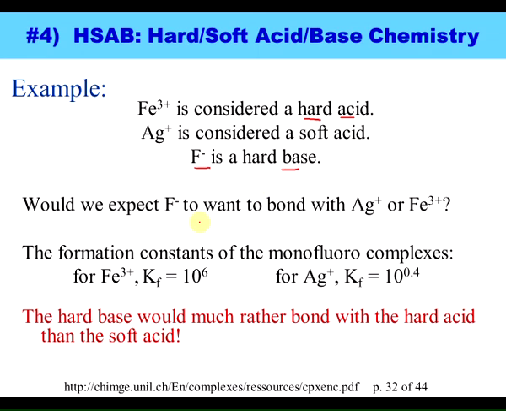So the question is, would we expect fluoride to want to bond to the silver +1 or the iron 3+? Based on hard-soft acid theory, we would predict that the iron, which is a hard acid, would want to bind to the fluoride, which is a hard base. And this is reflected in the formation constants of these compounds. The formation constant of the iron fluoride complex is 10 to the 6th. This is much, much larger than the formation constant of the silver fluoride complex, which is 10 to the 0.4. Thus illustrating that a hard base would much rather bond with a hard acid.